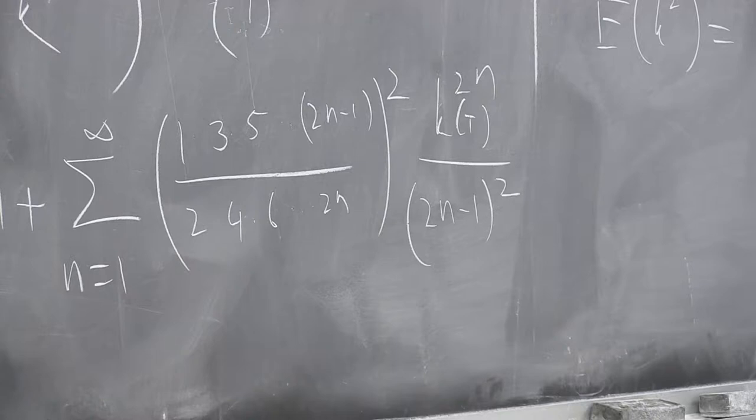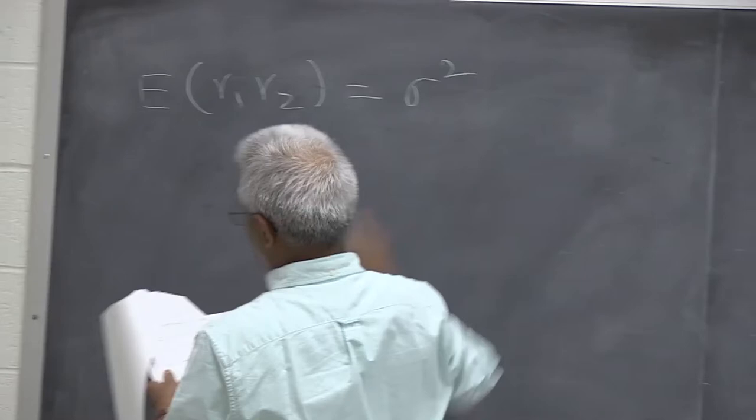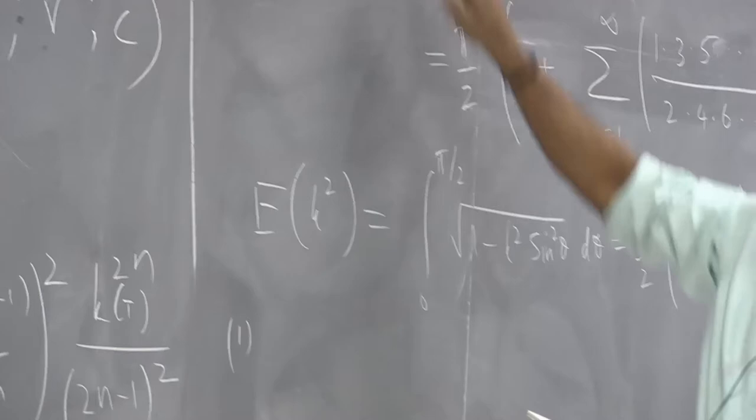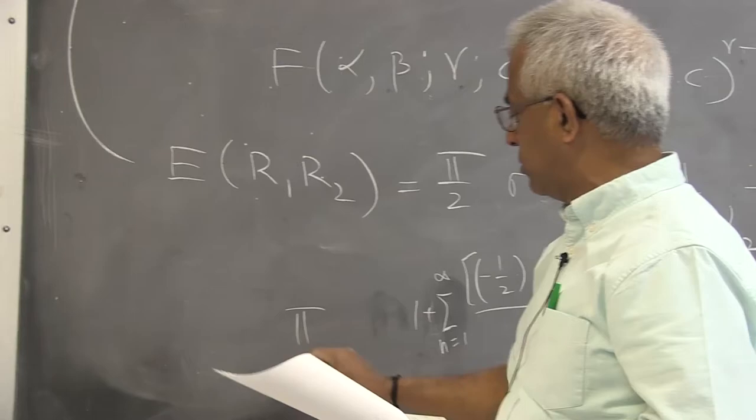Now, if you have three series in front of you, one is this series, number 1, and 2 and 3. If you manipulate this, it's easy to show the following results. So E R1 R2 will come out to be sigma squared. So you can write this series in terms of these two series. So this will turn out to be, so we have this whole thing multiplied by pi by 2 multiplied by sigma squared.